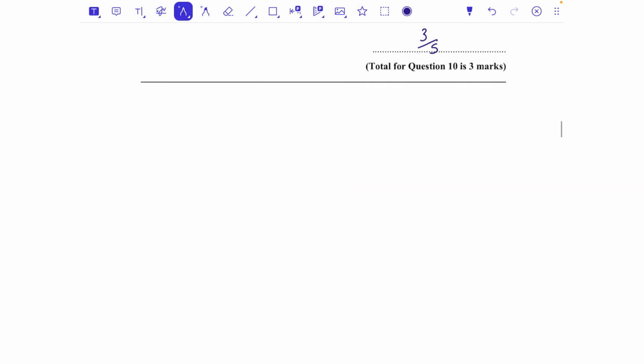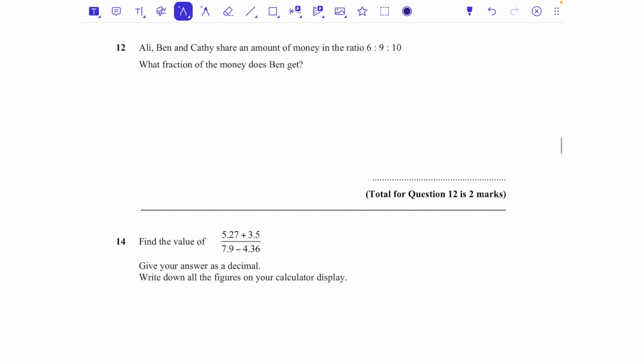There we go. Question number 12. Ali, Ben and Kathy share an amount of money in the ratio 6 to 9 to 10. What fraction of the money does Ben get? So with ratio, you'll know I like to do my little lines. 1, 2, 3, 4, 5, 6 parts for Ali. 1, 2, 3, 4, 5, 6, 7, 8, 9 parts for Ben. And 1, 2, 3, 4, 5, 6, 7, 8, 9, 10 parts for Kathy.